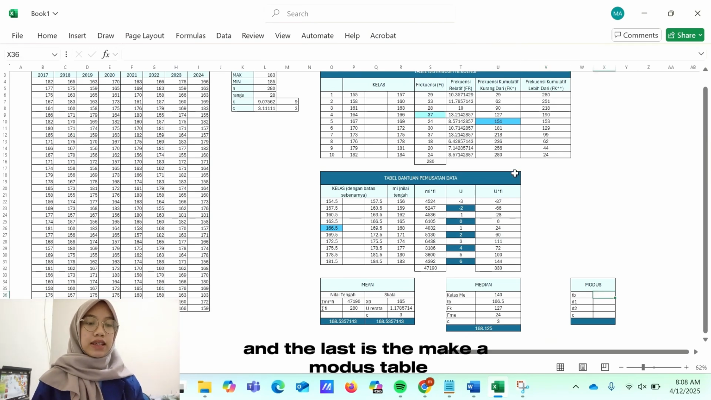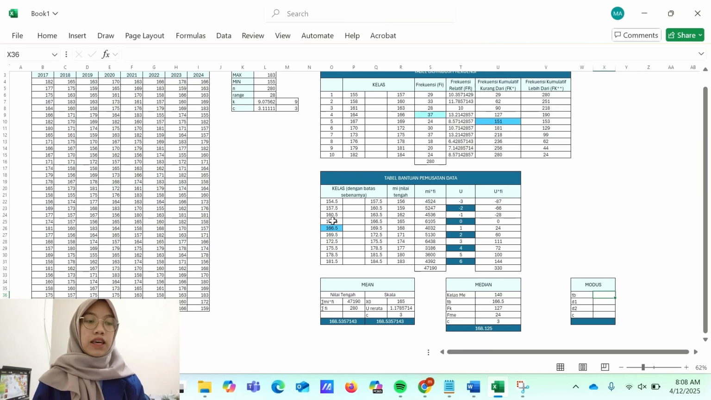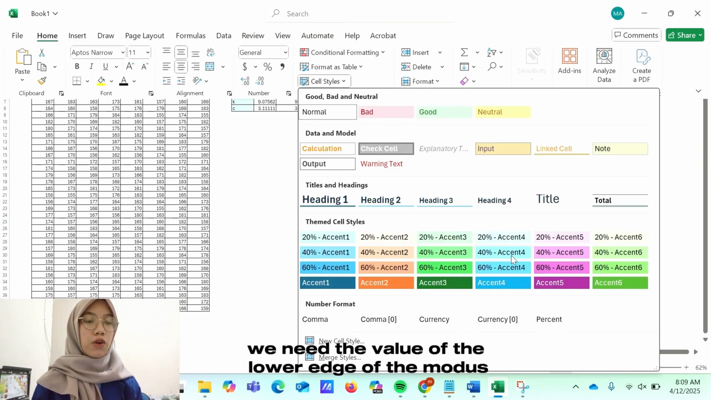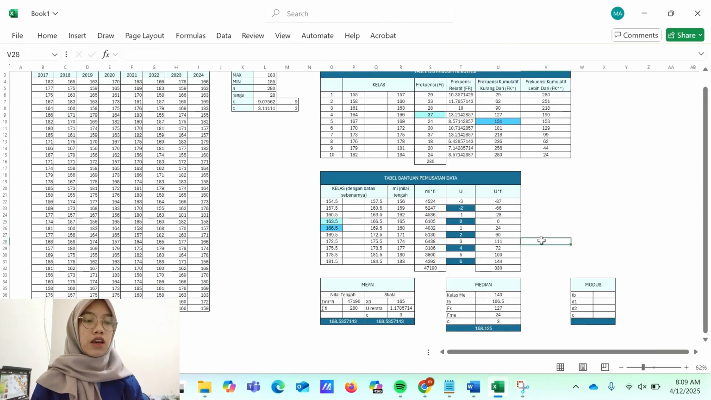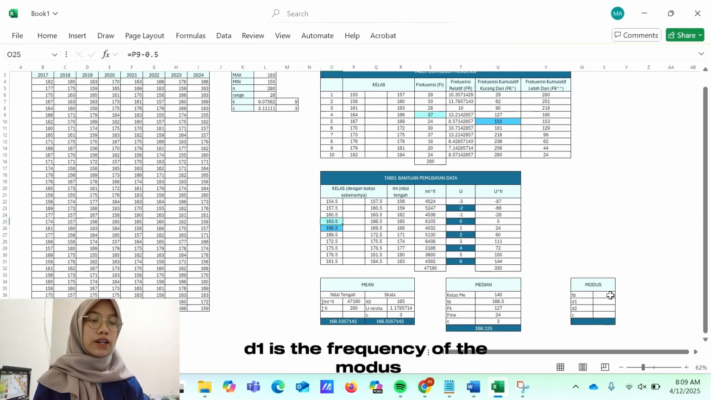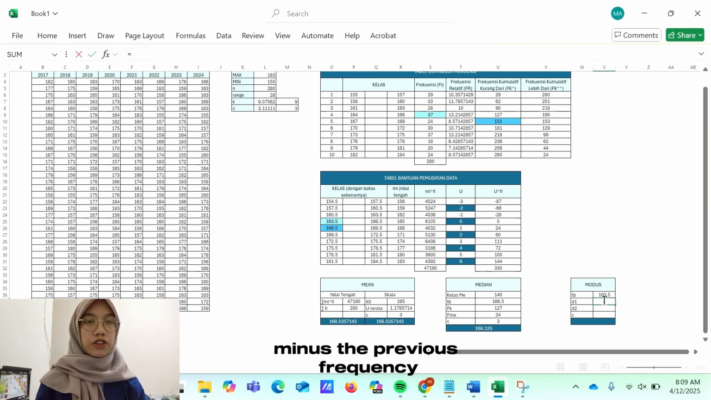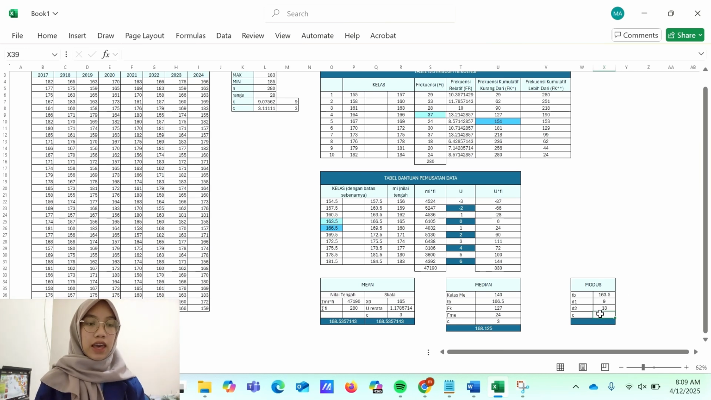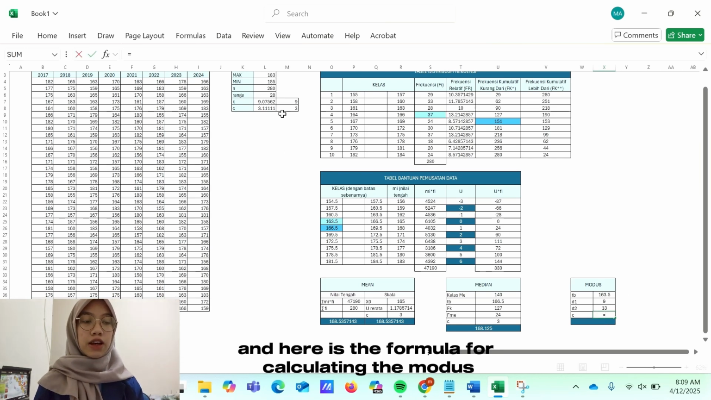And the last is making the modus table. In making it, we need the value of the lower edge of the modus, d1, or the frequency of the modus minus the previous frequency, d2, or the frequency of the modus minus the frequency after it, and c. And here is the formula for calculating the modus.